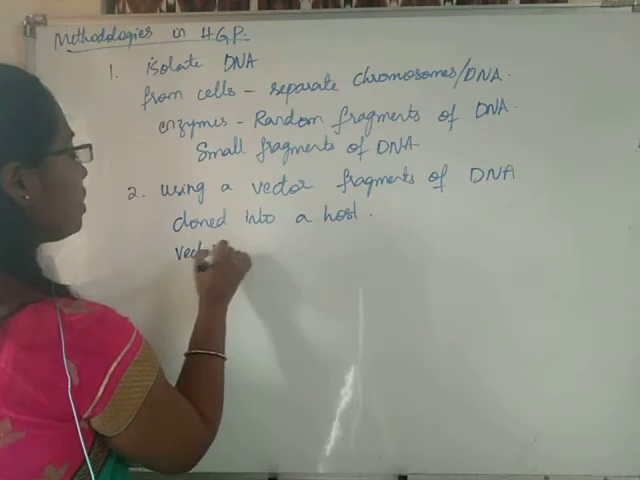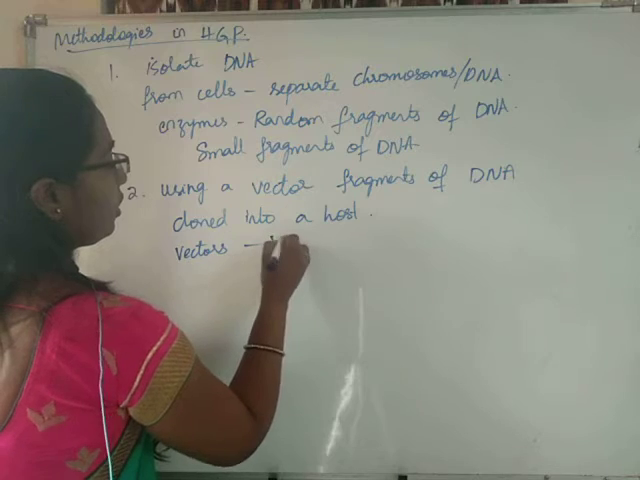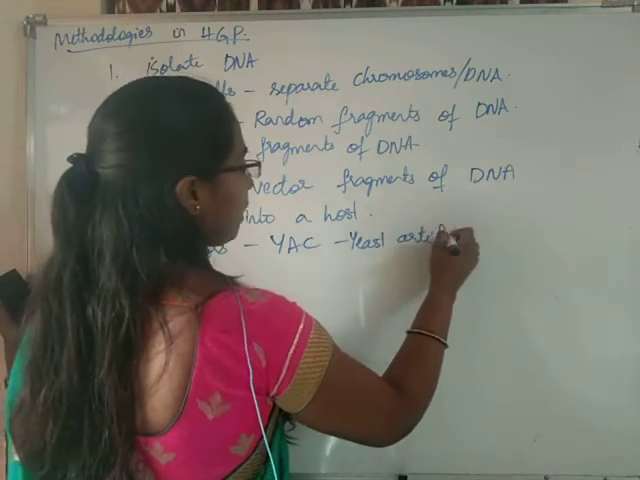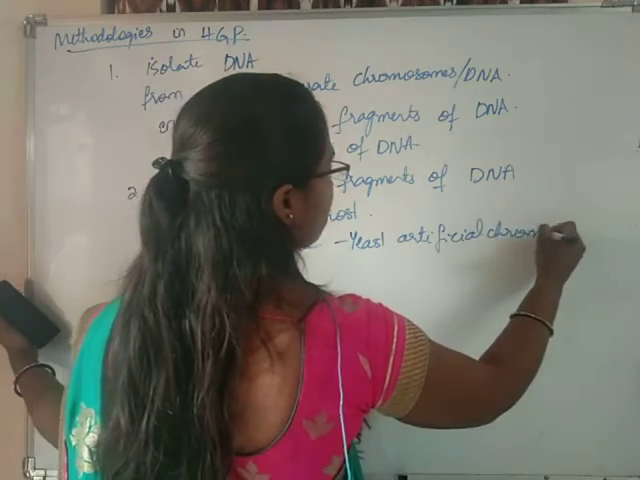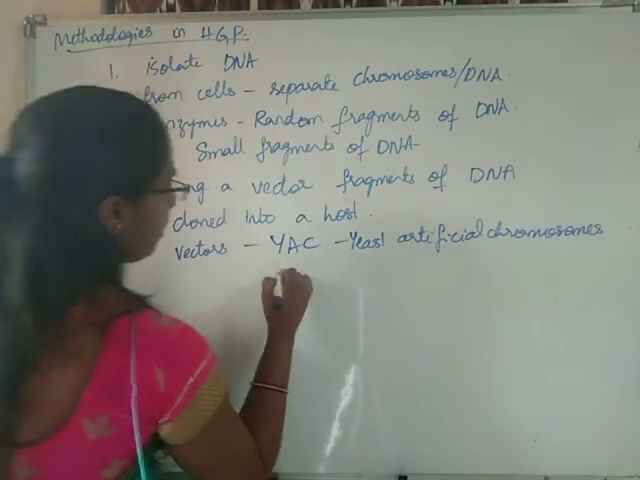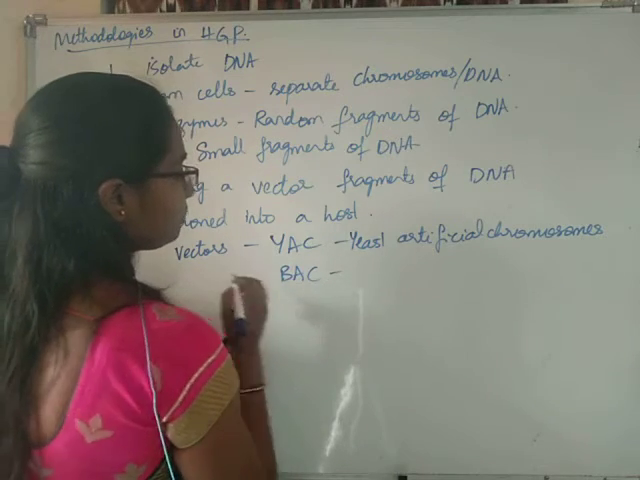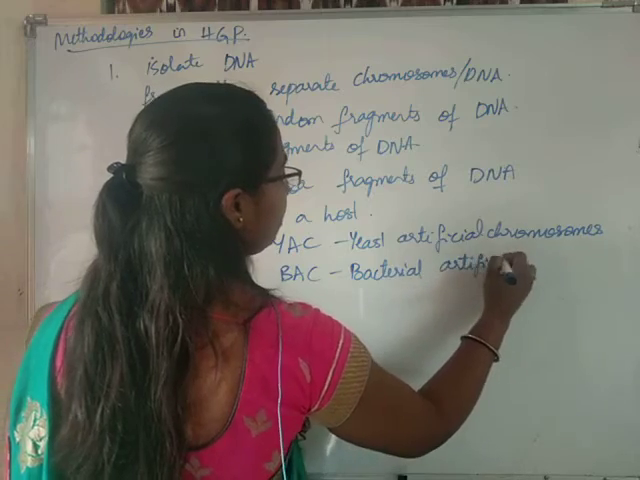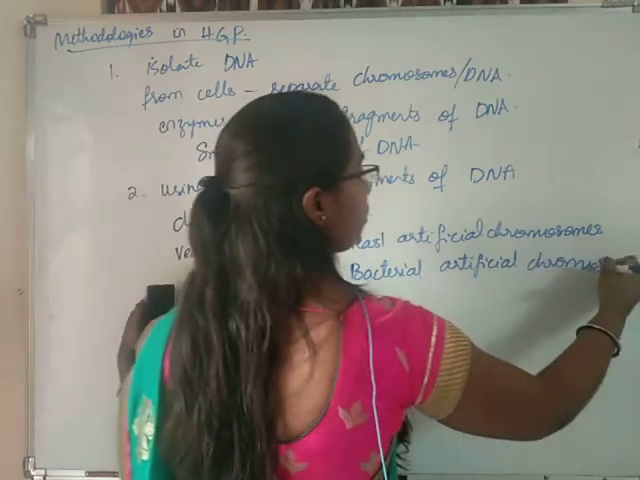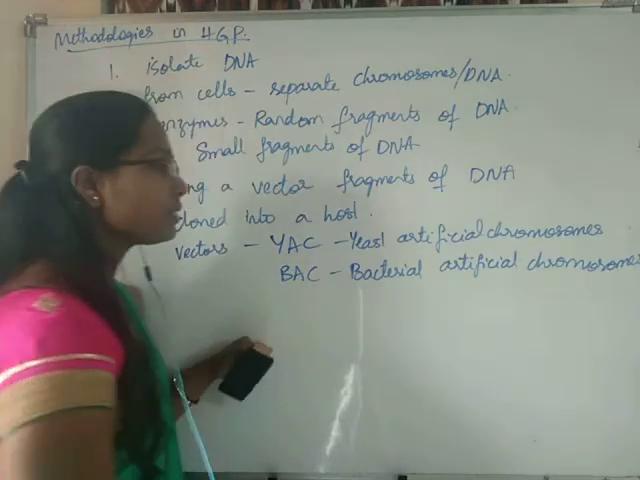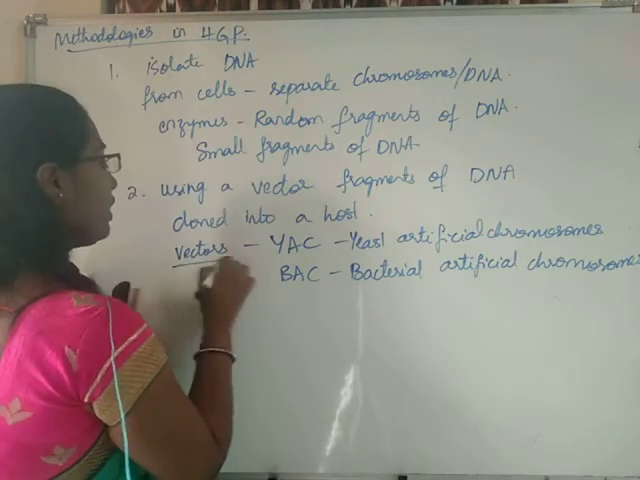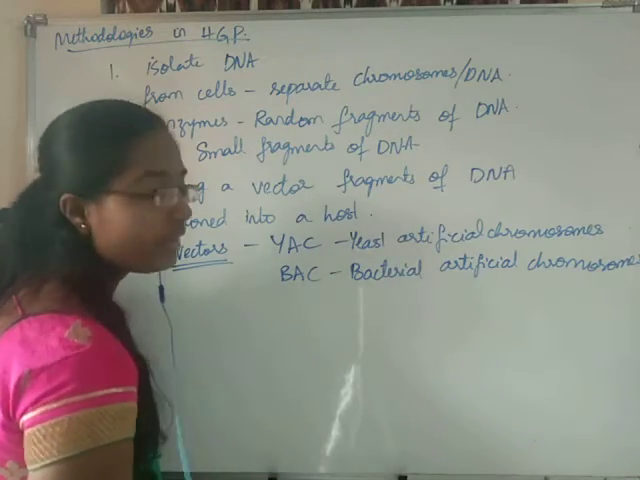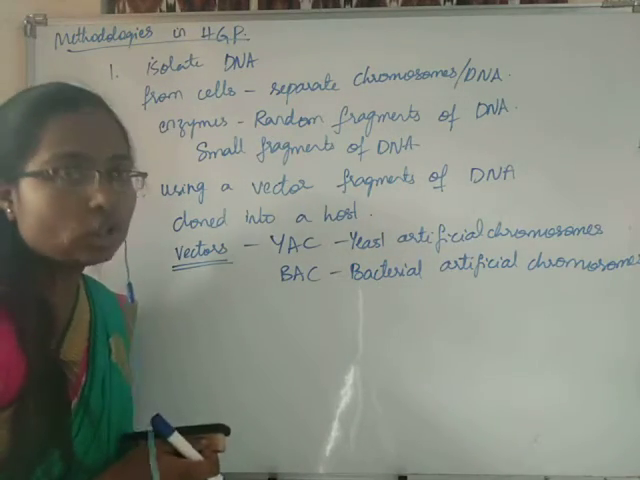So students, generally a vector is used. Vectors generally used are YAC, which means yeast artificial chromosomes, and BAC, which means bacterial artificial chromosomes. These are the vectors. Yeast artificial chromosomes and bacterial artificial chromosomes are the vectors for cloning of DNA.